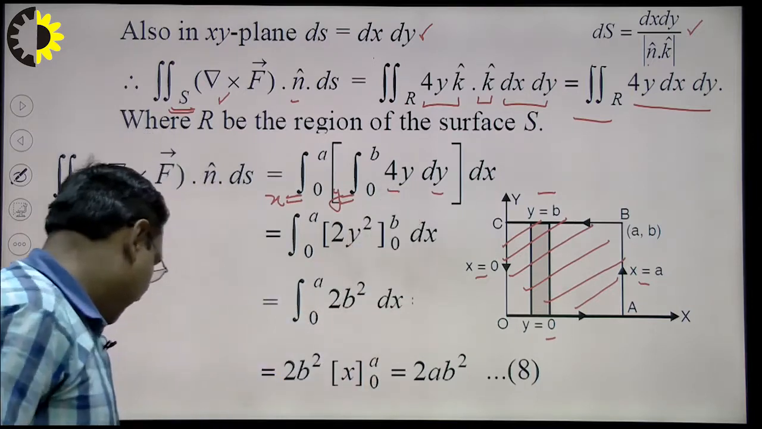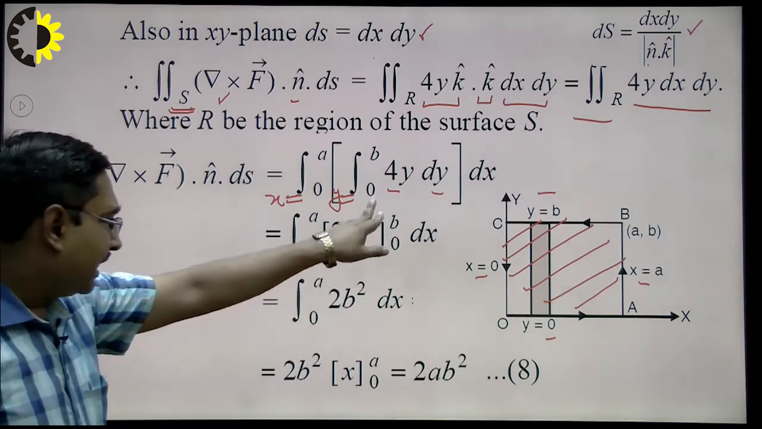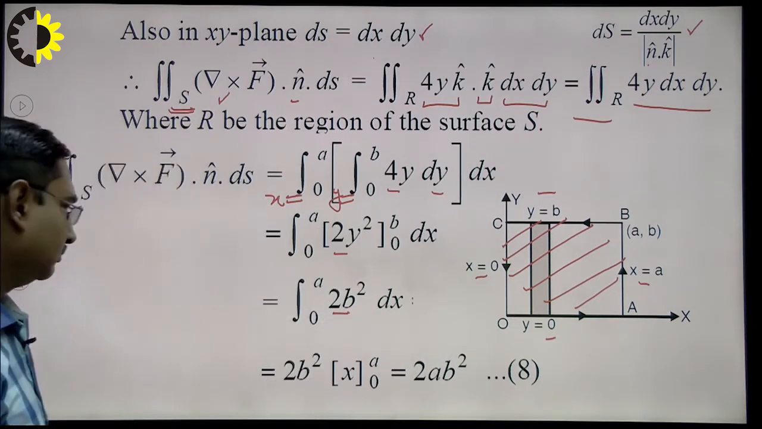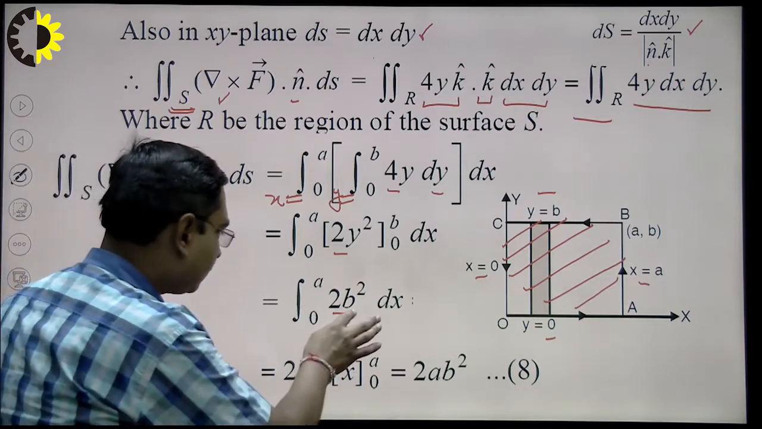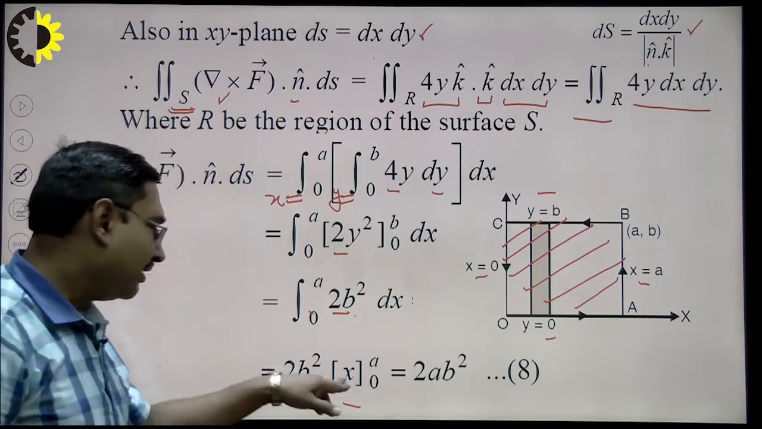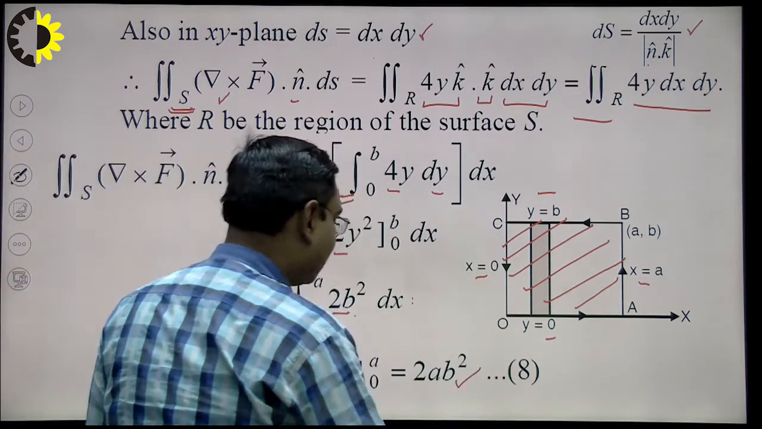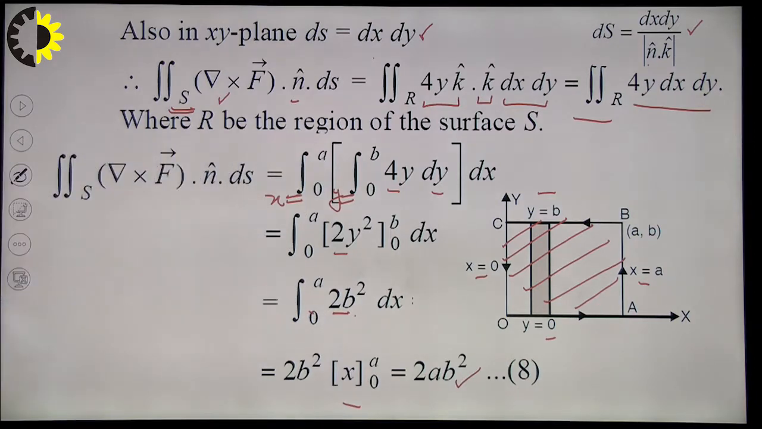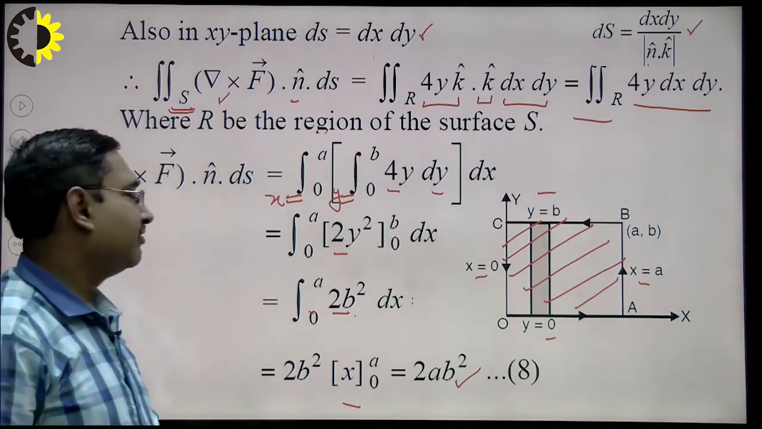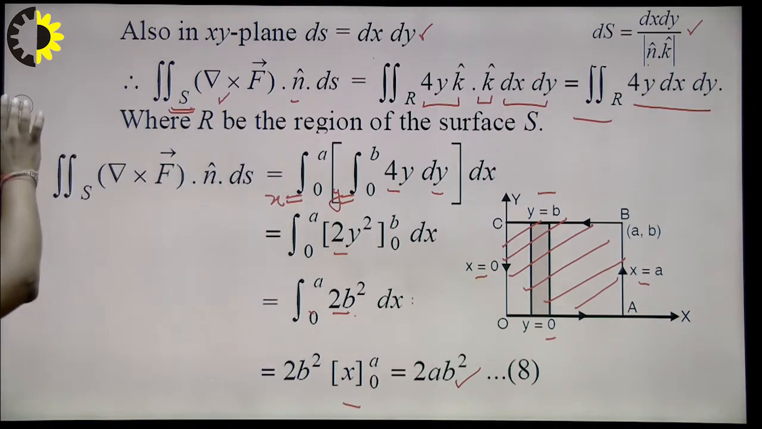Integrating 4y, I obtain 2y square. Applying the limits, it becomes 2b square minus 0, that is 2b square. This 2b square is constant. I am left with x from 0 to a, and simplification gives 2ab square. Thus, the integral over S of del cross f dot n cap ds is 2ab square.